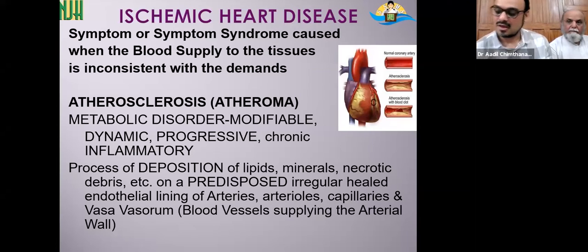a blockage inside the arteries, or what we in technical terms refer to as plaques. So basically, atherosclerosis or atheroma, there's a rubric called atheroma, and this is not my definition. This definition is from a standard reference book of cardiology, and it actually suits homeopathy. Atherosclerosis is a metabolic disorder which is modifiable. It is modifiable by drugs. It is modifiable by lifestyle changes. It is modifiable by surgery. So it's a modifiable disorder. It's a dynamic disorder. Since it's a dynamic disorder, homeopathy medicines are dynamic in nature, and therefore it can act.